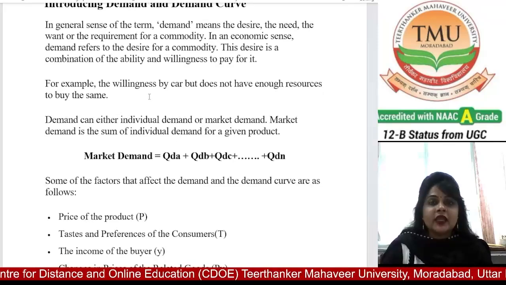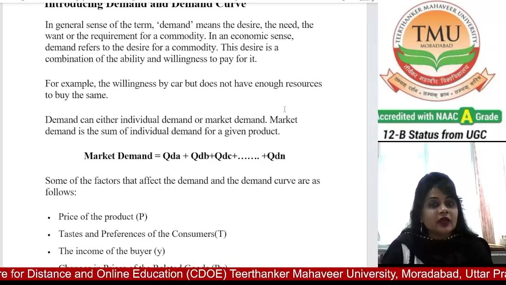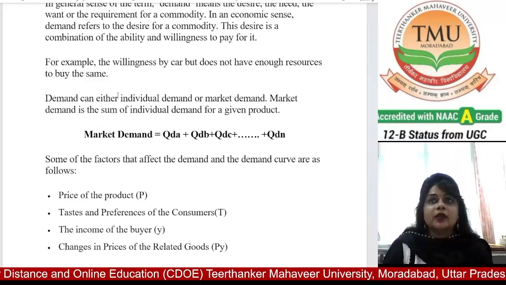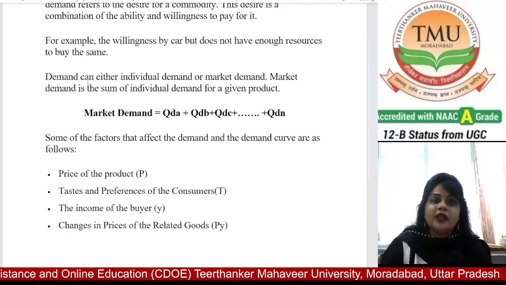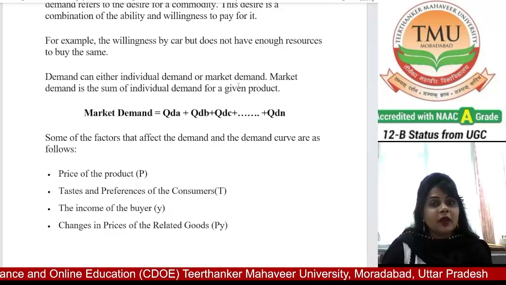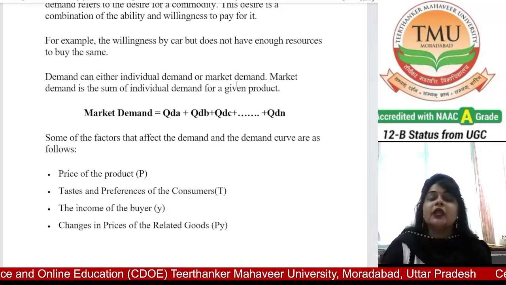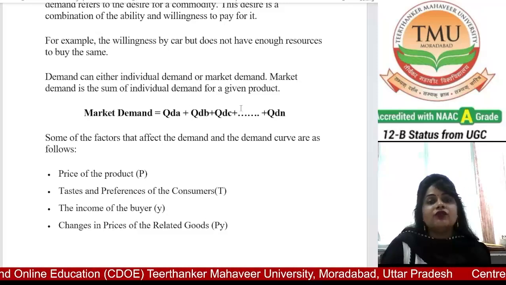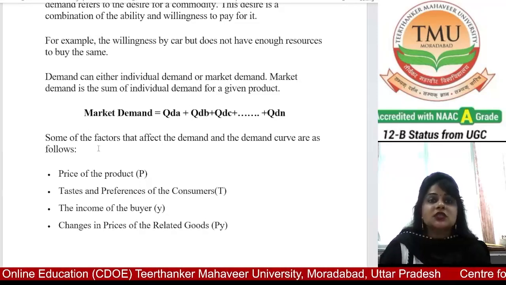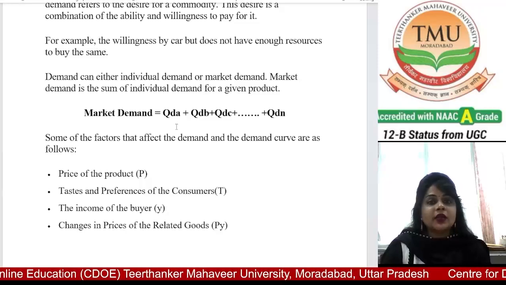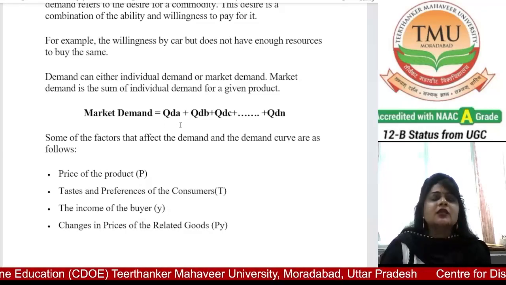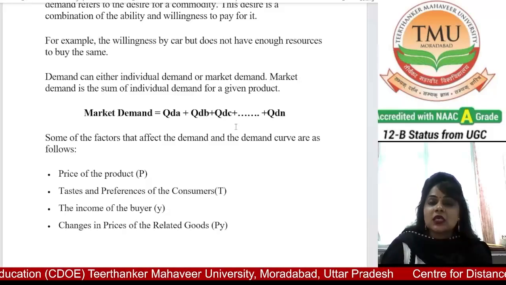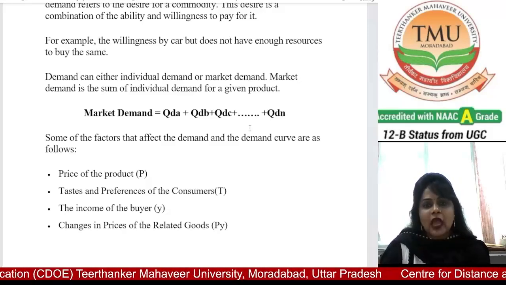For example, a person is willing to buy a car but doesn't have enough resources to buy it, so it is not considered a demand. Demand can be either individual demand or market demand. I have also explained it in the previous video. Market demand is the sum of individual demand for a given product. As you are seeing here, market demand is equal to QDA, individual, plus QDB plus QDC plus QDE, and so on.